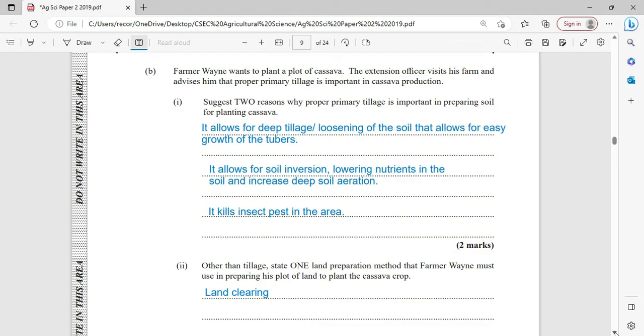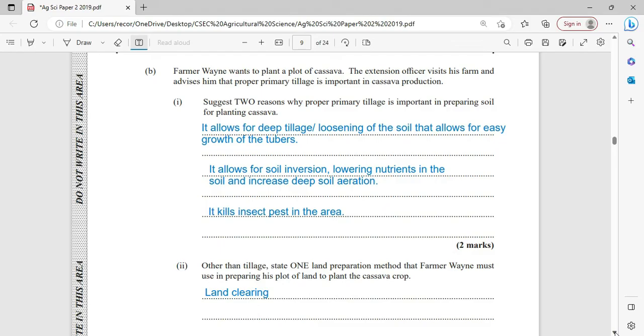Now, it allows for deep tillage and loosening of the soil to allow for easy growth of a tuber. You understand that in some soil the particles are very close together, really tight. That might give the farmer a very small tuber if the soil is not loose. So this is very important for the farmer in getting better and larger tubers.